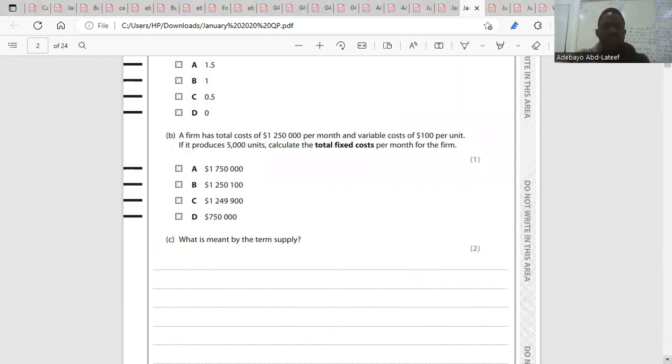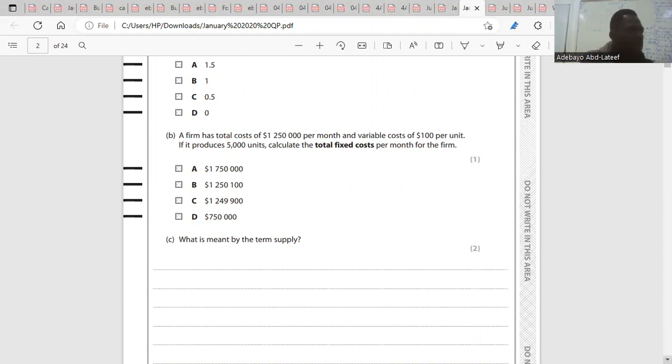Question B says, a firm has a total cost of $1,250,000 per month and the variable cost of $100 per unit. If it produces 5,000 units, calculate the total fixed cost per month. The first thing you have to take note is the formula for total cost. Your total cost is TC equals FC plus VC. Are you with me? Yes. So if TC is FC plus VC, we have our TC to be 1,250,000 equals FC, we don't know, we are looking for FC, plus VC, which is the variable cost.